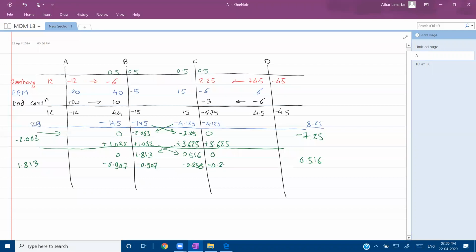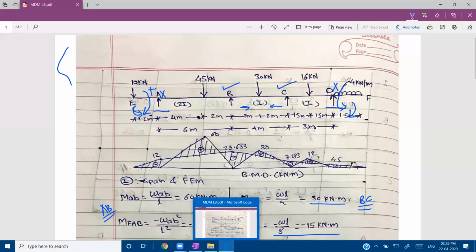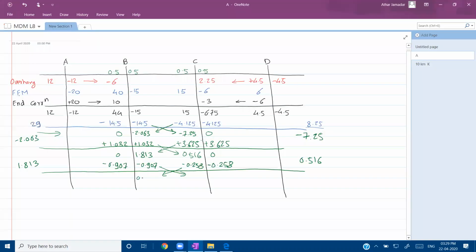Here also 0.258. Again you have to draw one horizontal line, and now we have to perform the carryover process for corrections only. That means half of this should again be here, half of this should again be here. So minus 0.258 divided by 2 is going to be, sorry, minus 0.129, and this is minus 0.453.